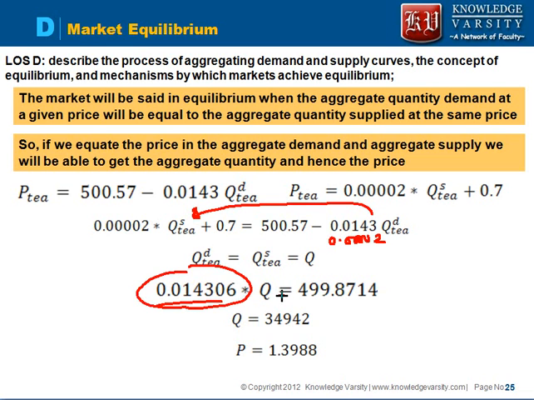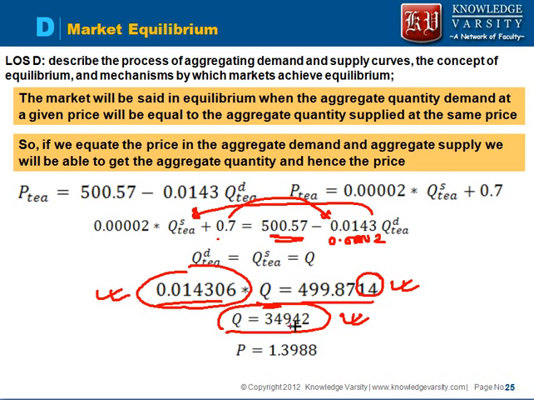So 0.014306 into Q, and when you subtract from 500.57, you bring it over here, so you subtract 0.7 from this, and it will become 499.87. These are only approximate values, so these are your correct values. Then you say that 0.14306 times quantity is equal to this, and from there you get the quantity, 34942. So quantity will be equal to 499 divided by this value. What is the equilibrium price? Price will be equal to 1.3988.